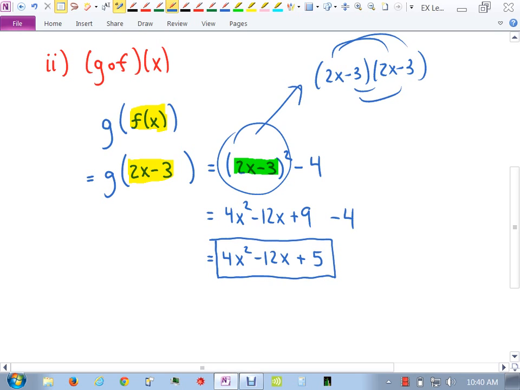So now, who gets x first here? F gets x first here, right? So let's see. Let's try 0 again. If 0 went through f first, they spit out negative 3, right? Negative 3 went to g. Negative 3 squared is 9. Take away 4 is 5, right? So 0 through comes out 5. What do you get if you plug 0 into this one? You get 5. So it takes care of composition the other direction.